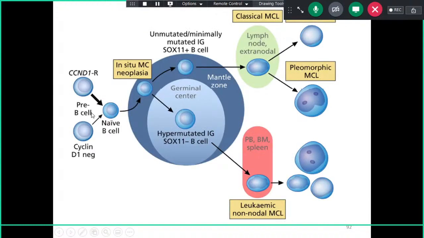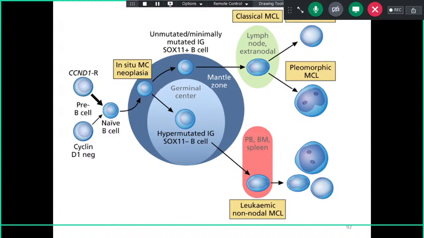Like this is a naive B cell, then mature comes. When it comes to the mantle cell, like in situ follicular neoplasia, here comes the in situ mantle cell neoplasia. So if somebody asks you whether there is any pre-lymphoma condition, like carcinoma in situ, people must have read in many cancers, carcinoma in situ, where it is confined to the epithelium only, mostly. In lymphoma, there are a few pre-lymphomatous conditions you can call, like in situ follicular neoplasia, in situ mantle cell neoplasia.